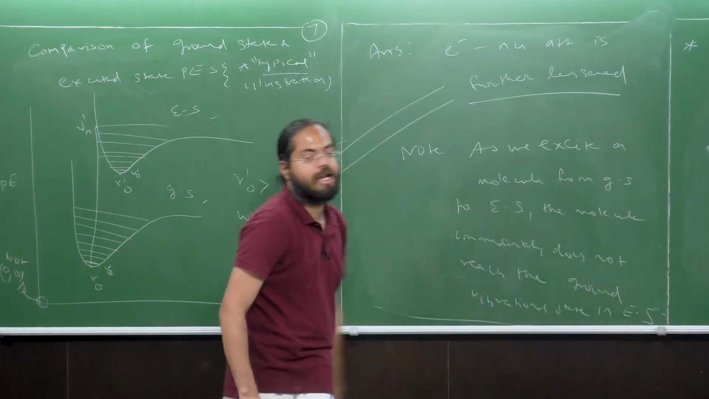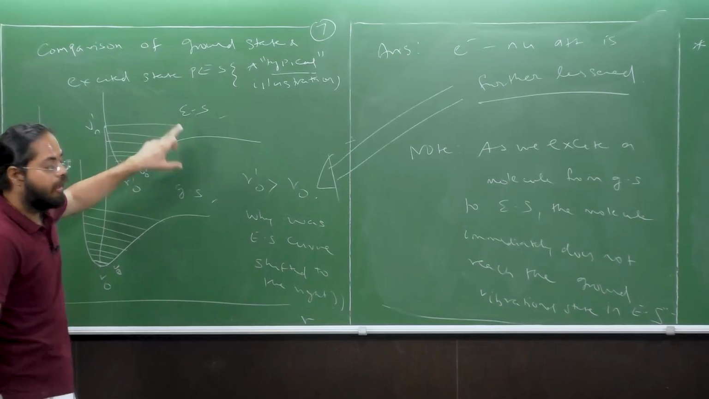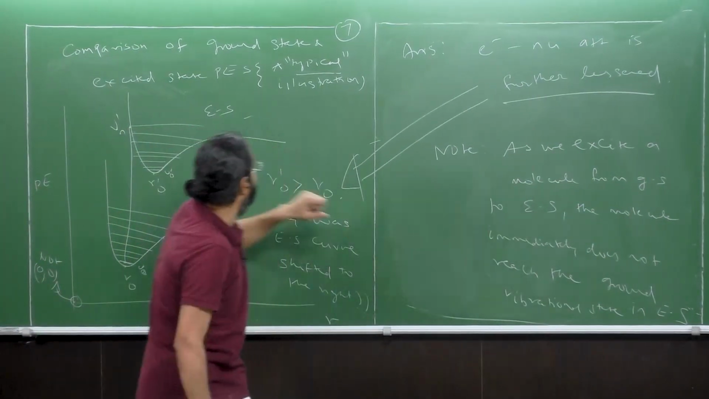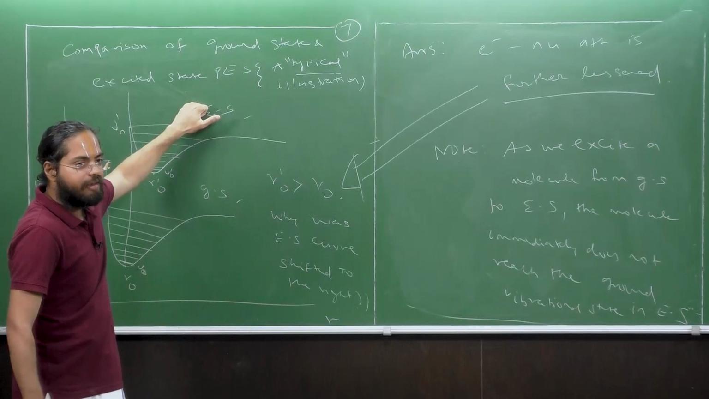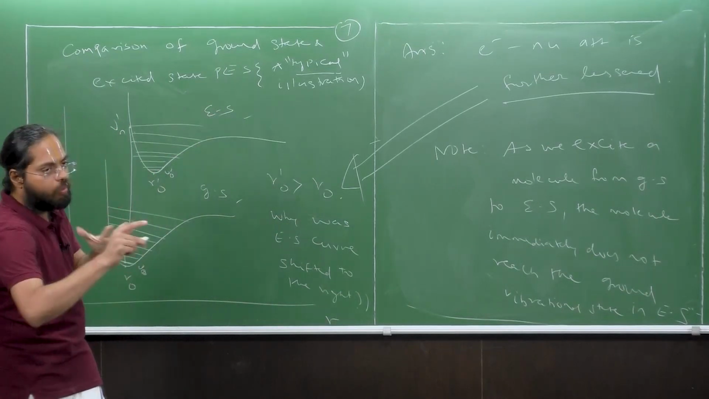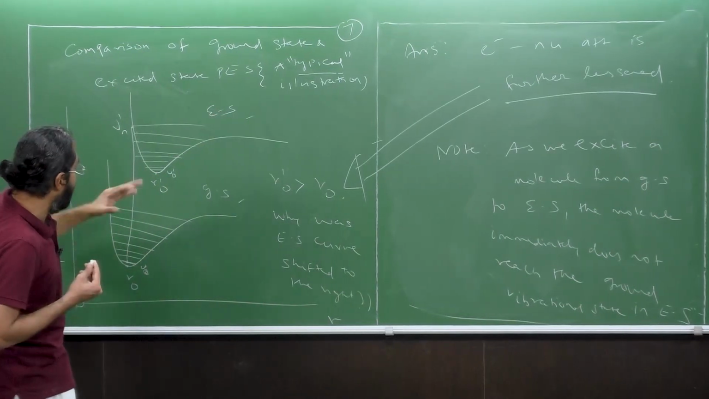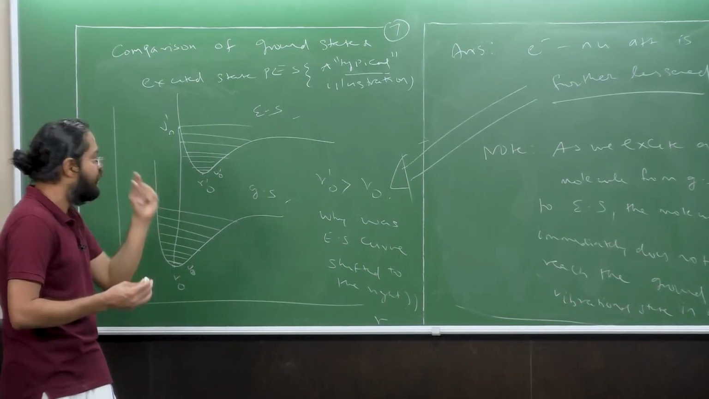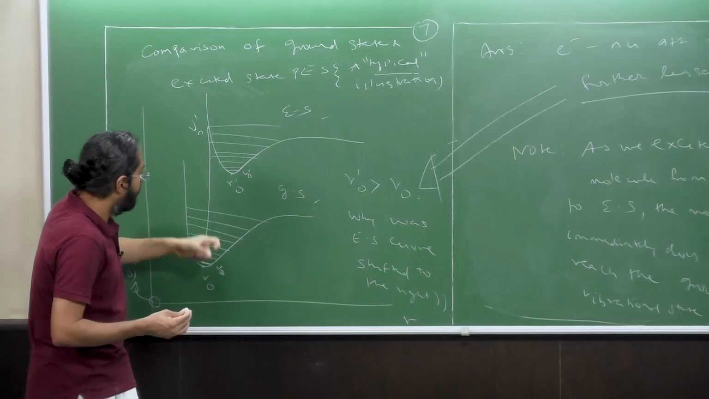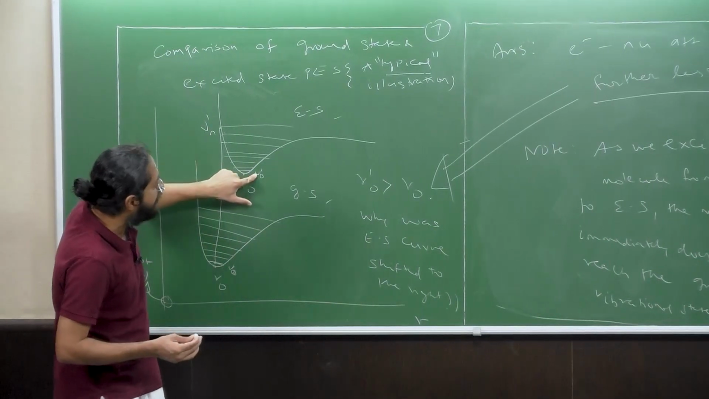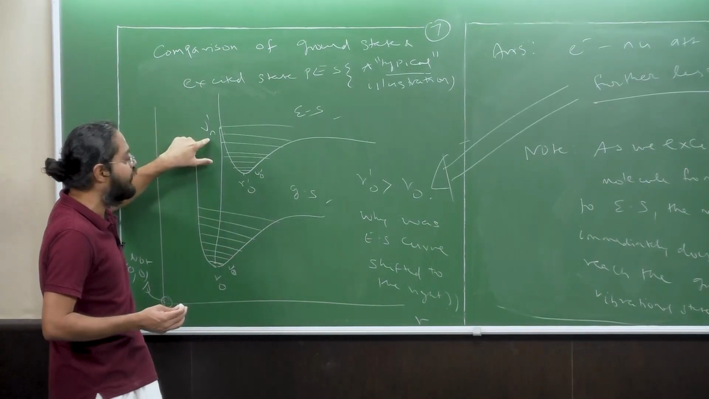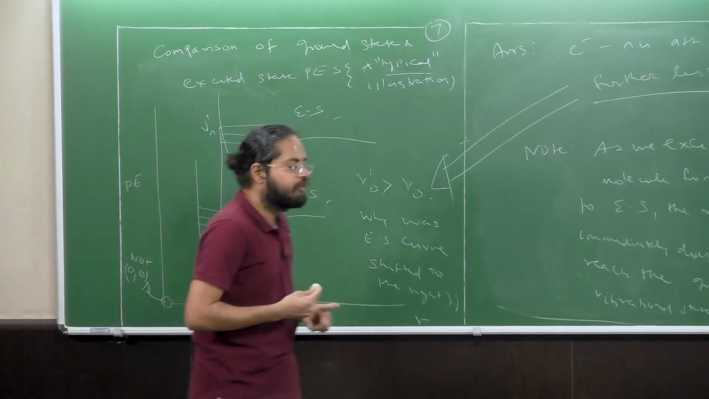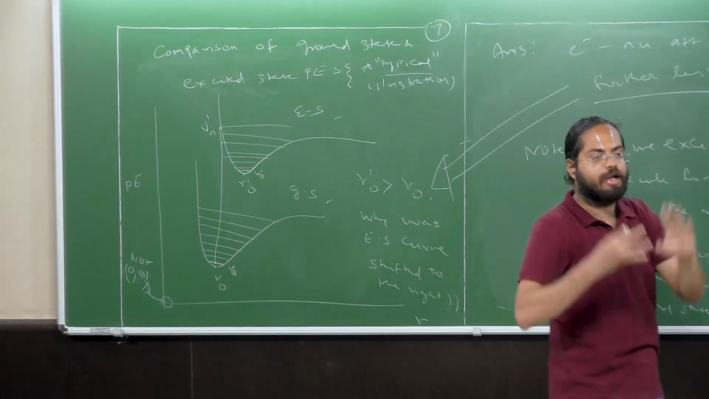The minute I say ES, I'm talking about excited electronic state. So what did I explain to you? As we excite a molecule, the transition does not happen from mu naught to mu dash naught. It happens from mu naught to mu dash n, where n is much greater than 0. This is almost always the case.